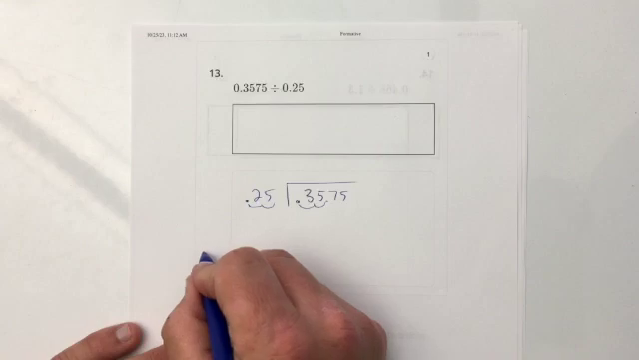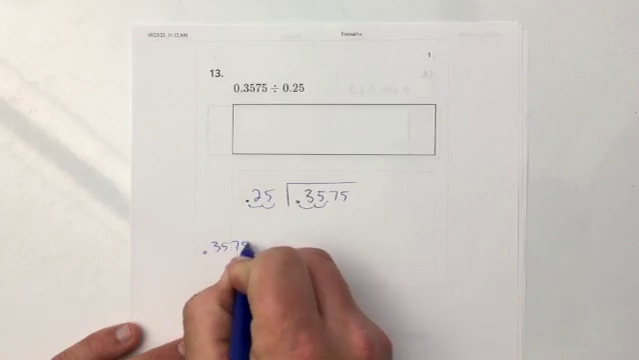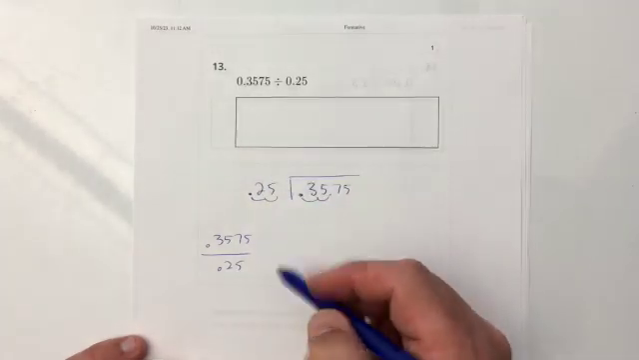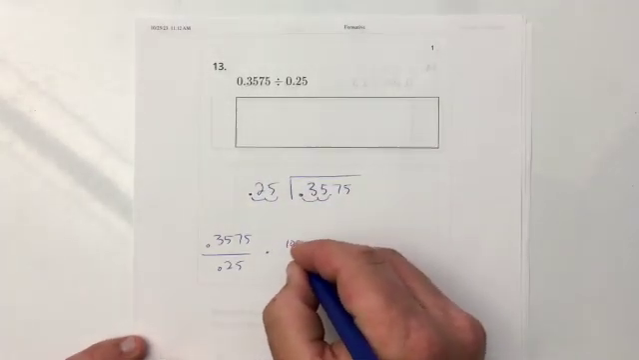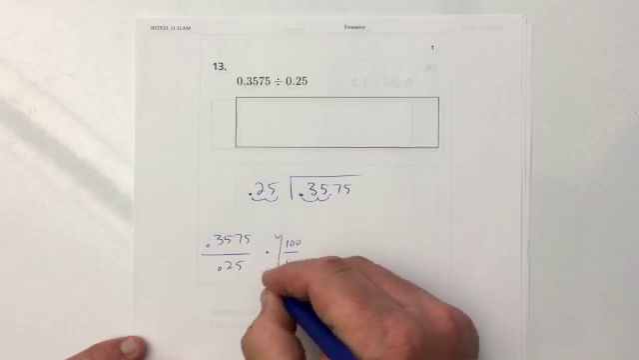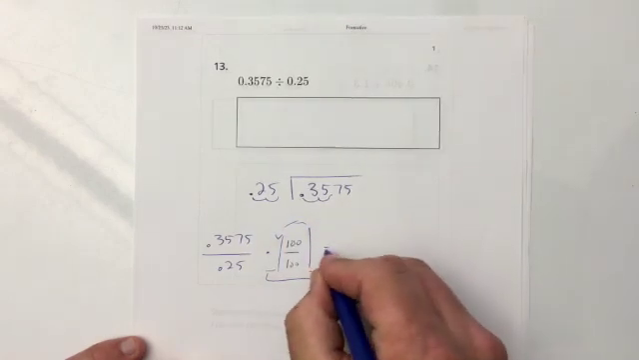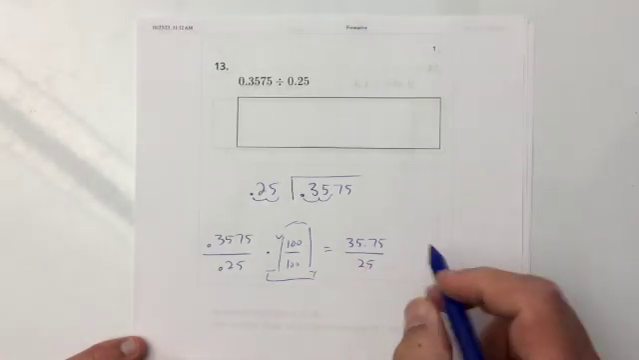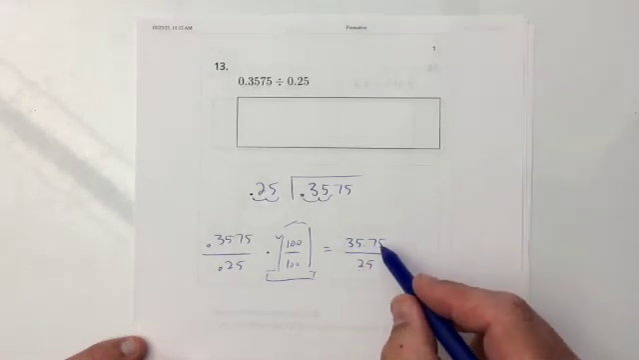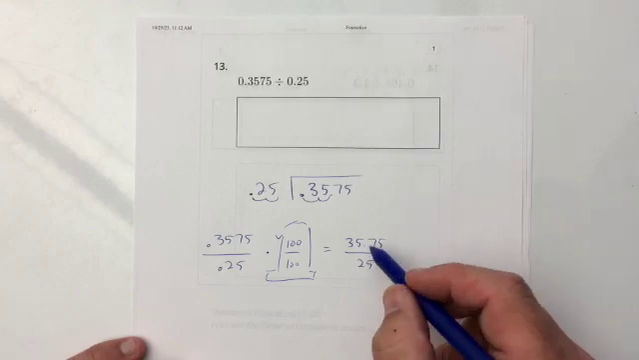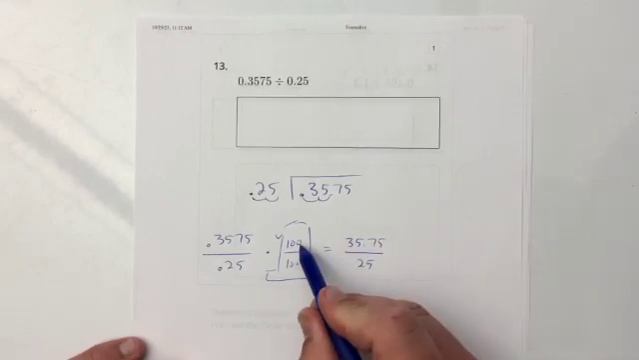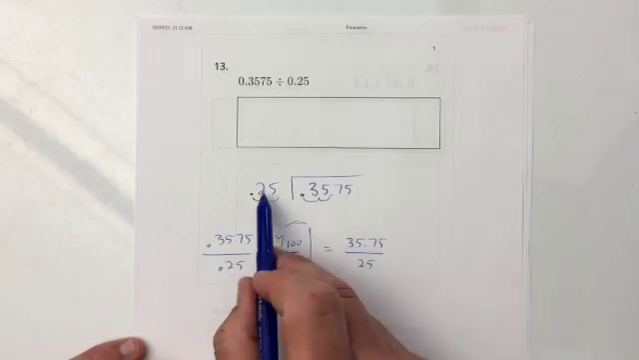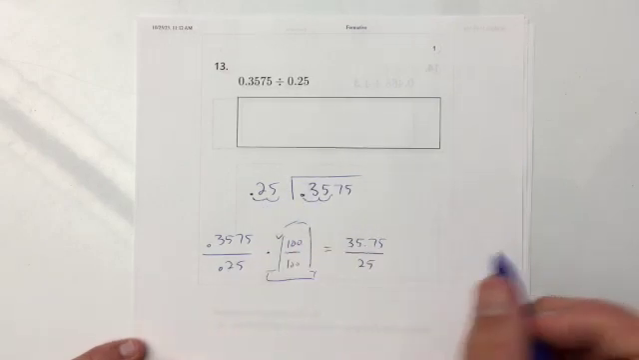And why this works is because if I were to set up a fraction, all division problems can be written as fractions. If I multiply this by 100 over 100, I don't change the value, and I get 35.75 over 25, which is 35.75 divided by 25. Now, I could have multiplied by 10,000 to totally get rid of the decimals, but as long as the number outside the house has no decimals, then we can solve it.